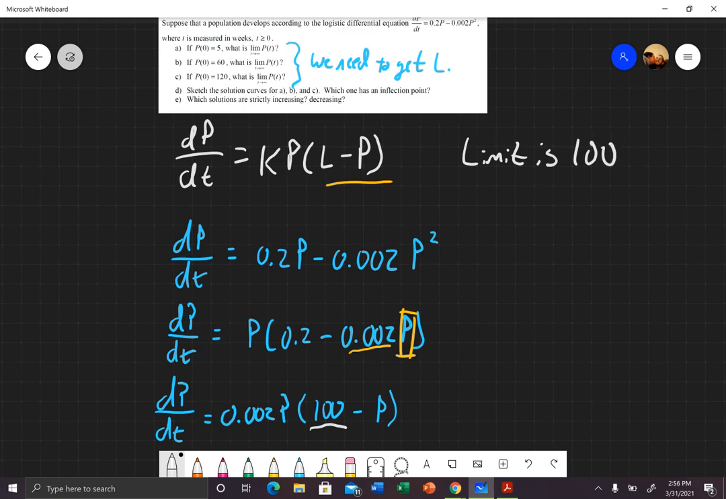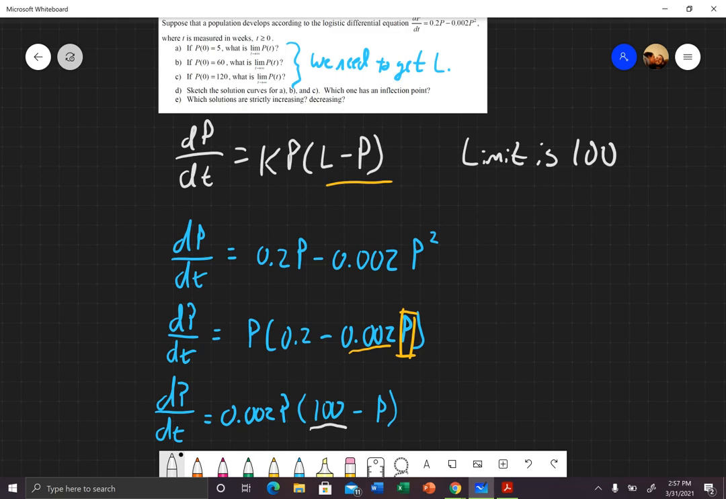Okay. So that's the first part of this. For A, B, and C, it doesn't matter what our initial starting value is. What matters is what's the limit. When t approaches infinity, what's it going to go towards? Well, it's going to go towards 100. Okay, so now the second part of this. Sketch the solution curves for A, B, and C, and which one has an inflection point.